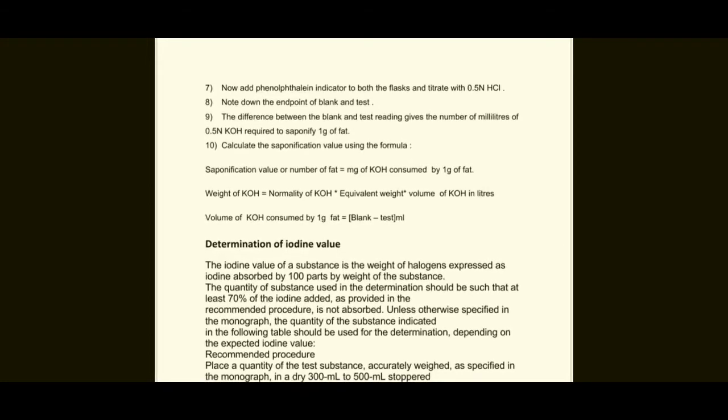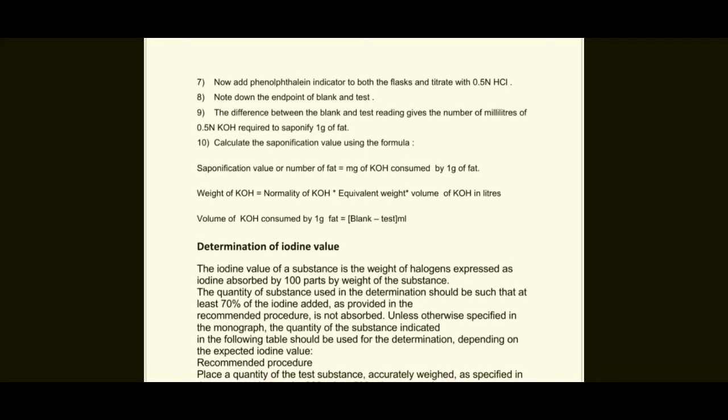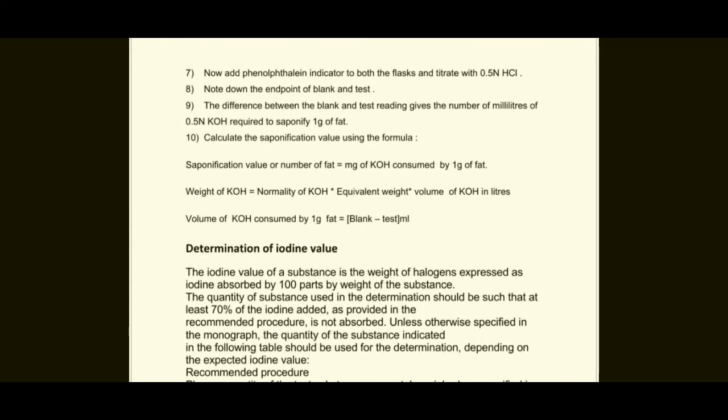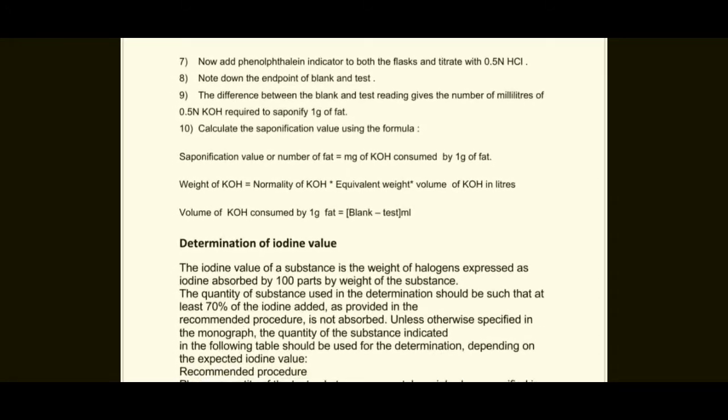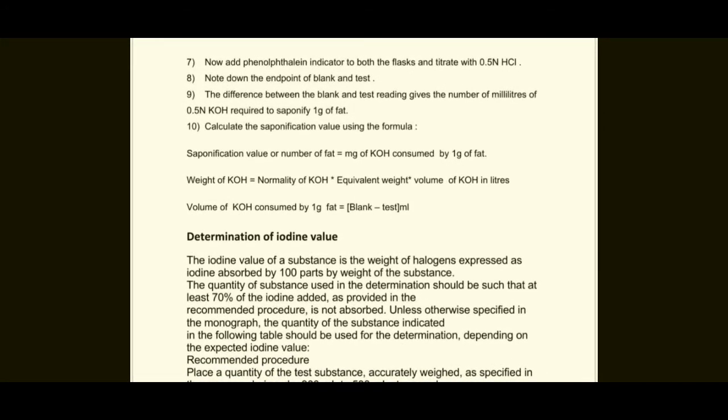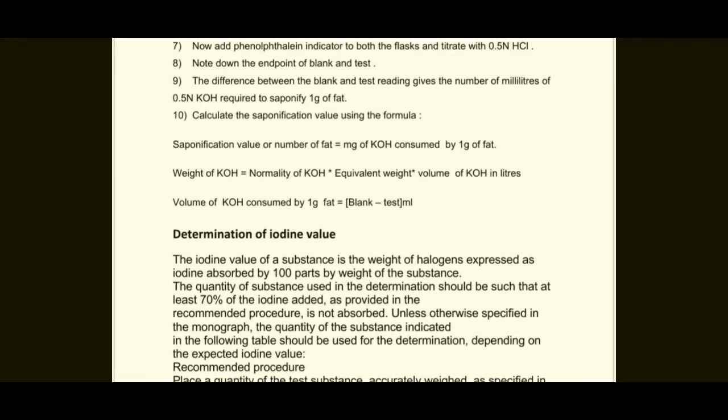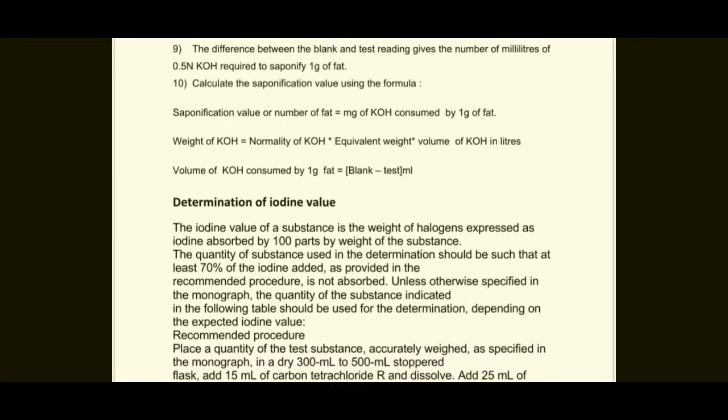The difference between the blank and test readings gives the number of milliliters of 0.5 N KOH required to saponify 1 gram of the fat. Next is the calculation of the saponification value using the formula. Saponification value or number of fats is the milligrams of KOH consumed by 1 gram of fat. The weight of KOH is equal to the normality of KOH times the equivalent weight times the volume of KOH in liters. The volume of KOH consumed by 1 gram of fat is equal to blank minus test, in milliliters.